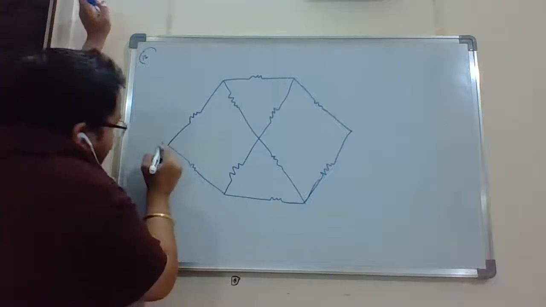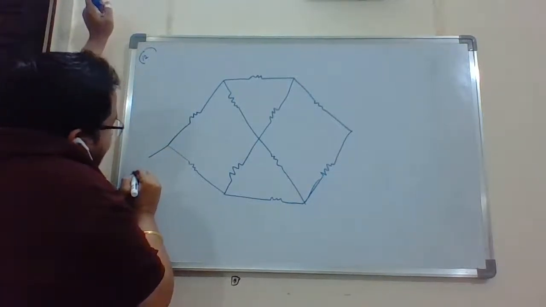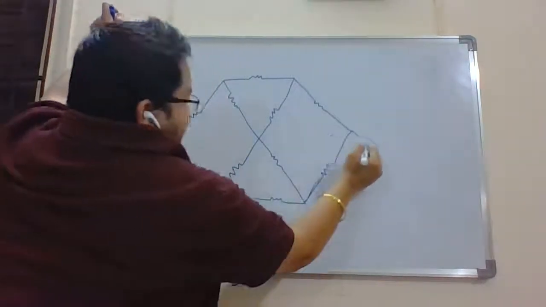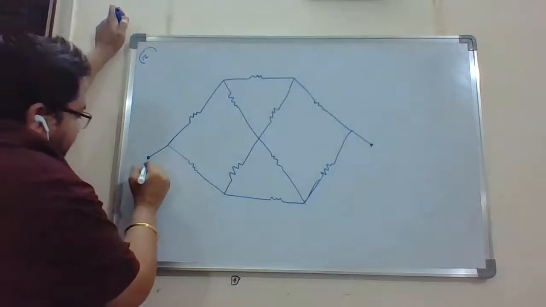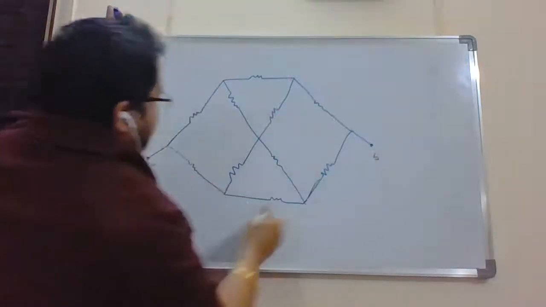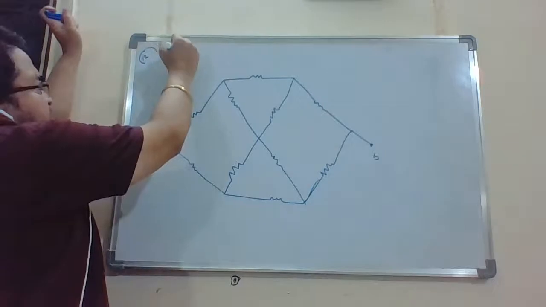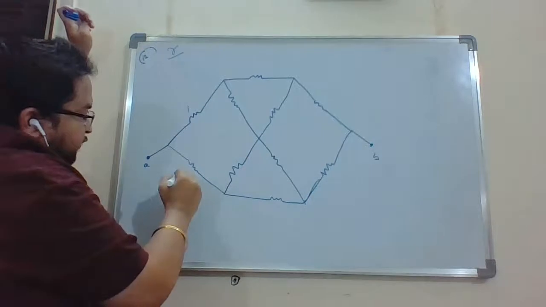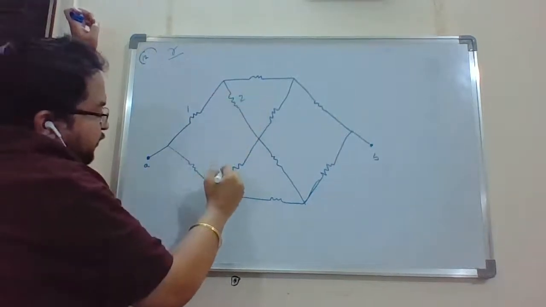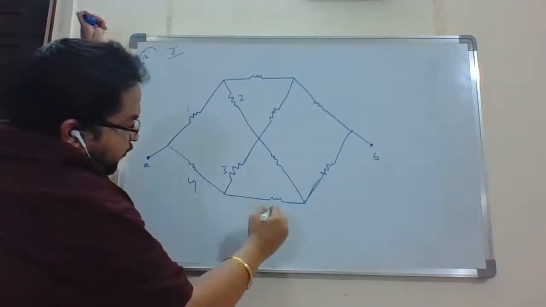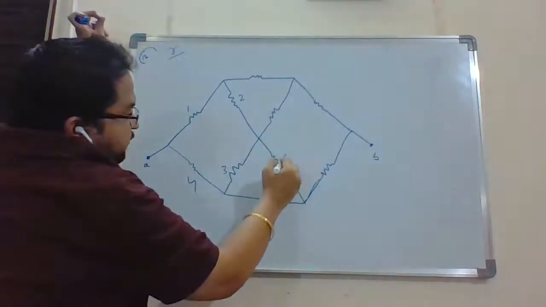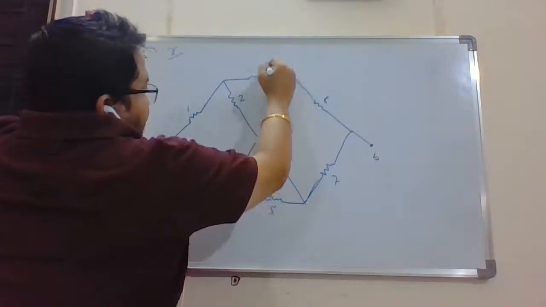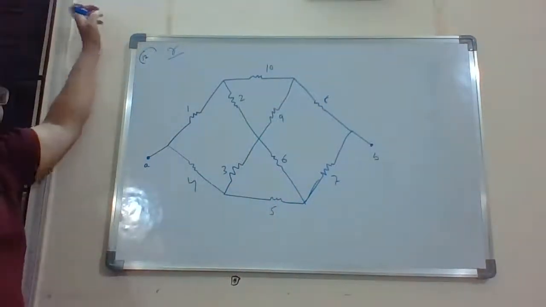So this is the circuit, and I want to find out the equivalent resistance across these 2 points, A and B. Again, assume each resistor carries R ohm, and let us do the numbering: 1, 2, 3, 4, 5, 6, 7, 8, 9, and 10. So what would be the equivalent resistance in this case?